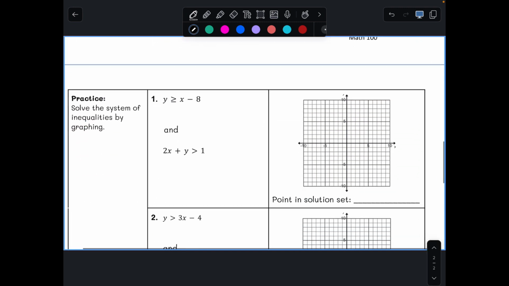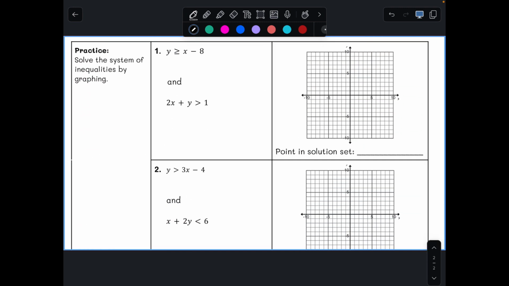So let's practice some of these systems. Number 1, y is greater than or equal to x minus 8. So let's identify m and b. M is 1, so rise over run is 1 over 1, and b is negative 8. So let's graph this. Oh, let's first say, okay, this will be a solid line, and we are shading up because it's greater than.